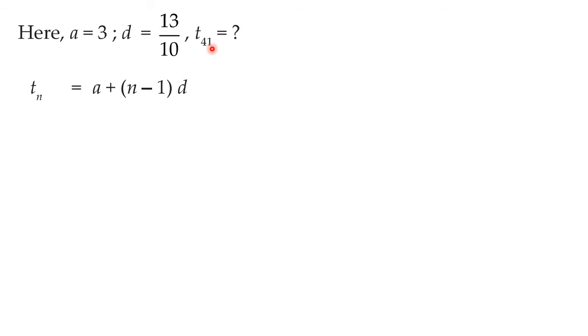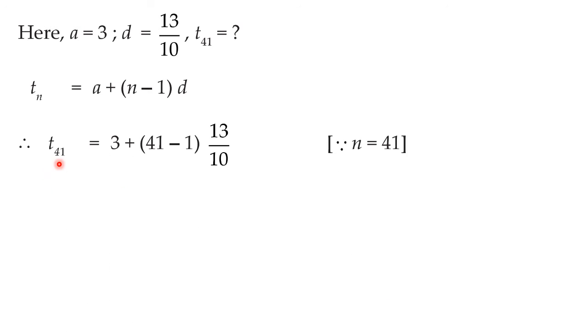You should understand that. Then a is 3 and d is 13 upon 10. So we know all the unknown factors and we can substitute them in the formula and we can get the answer. So next thing is to substitute the values. So see, n is replaced by 41. Why? Because n is 41. We found out from this. Then a is 3 plus again n is 41 minus 1 and value of d is 13 upon 10.